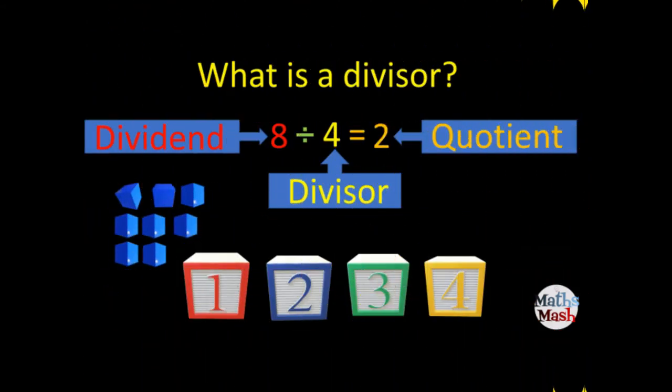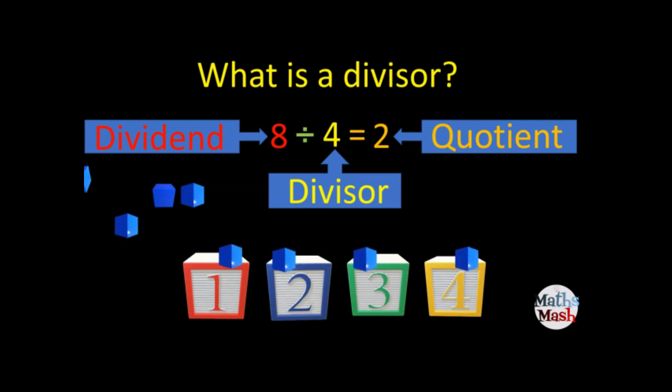All right, and it's also a good idea to try to get a picture of what's happening in your mind when you're looking at a division question. So you can see here that I've got 4 boxes, and I'm putting one of the cubes in each of the 4 boxes. So you can see that my answer of 2 makes sense because I've got 2 cubes in each of the 4 boxes.